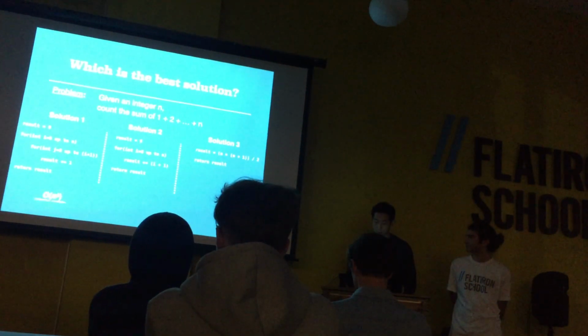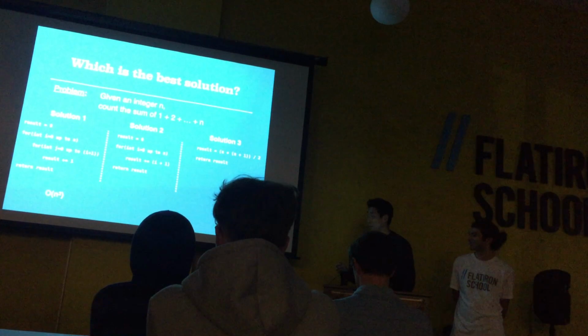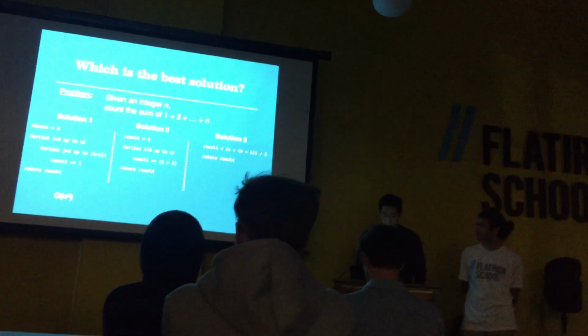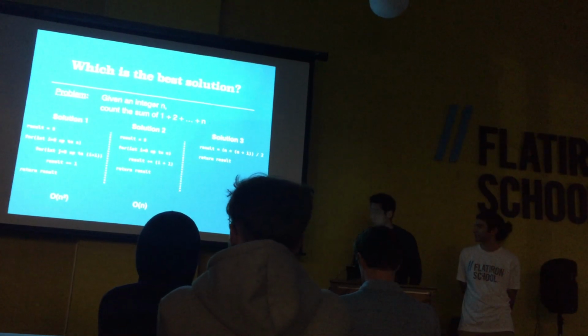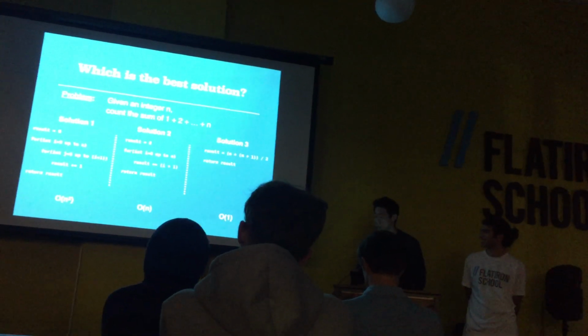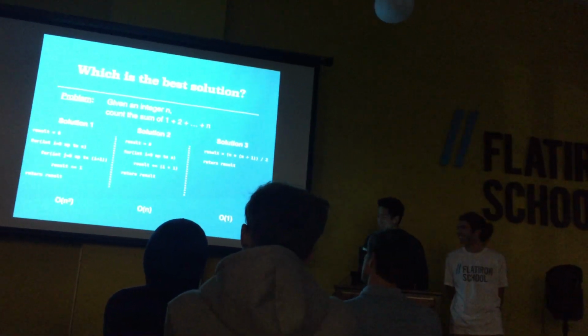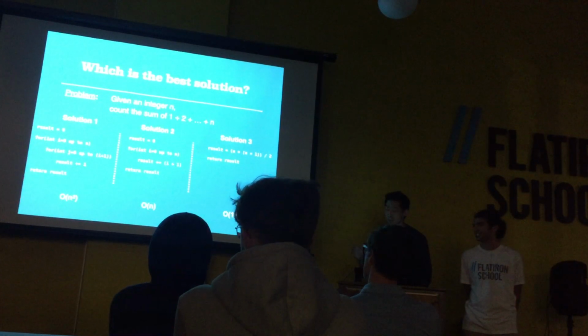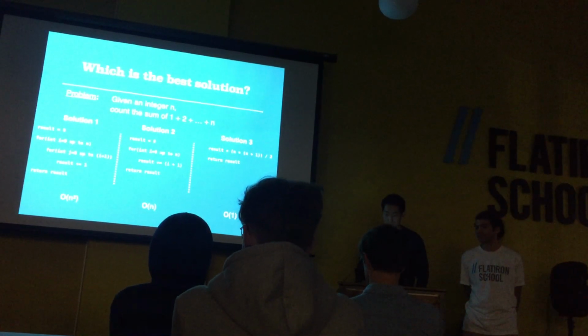So the first one is quadratic. It's O of n squared. And solution 2 is linear, O of n. And solution 3 is the best. It's a sparkle. It's O of 1. So this is kind of like a primer to how we want to think about this.